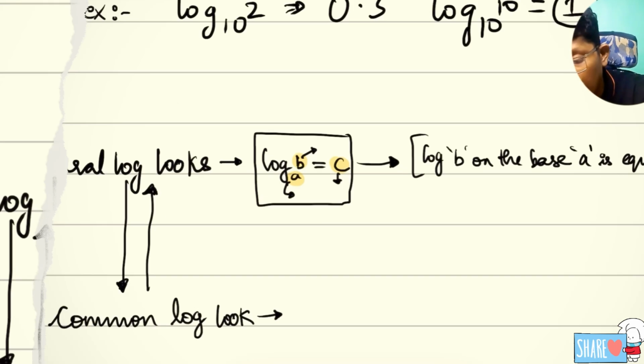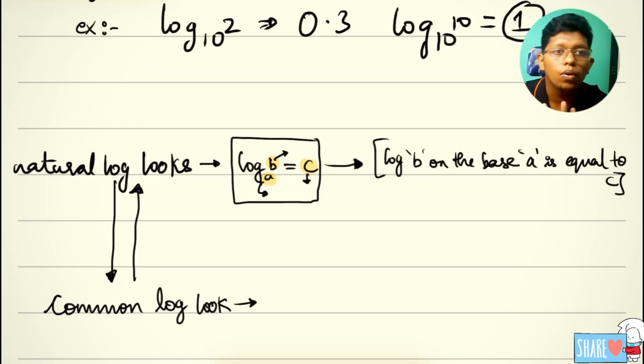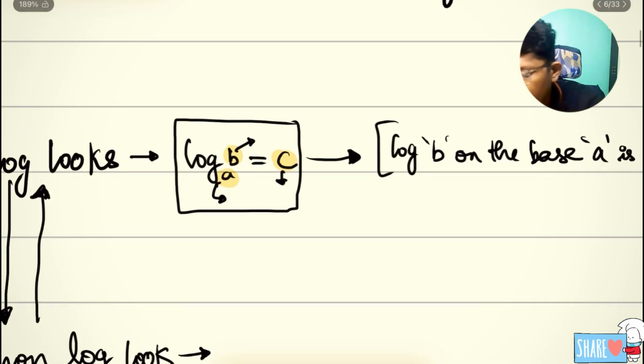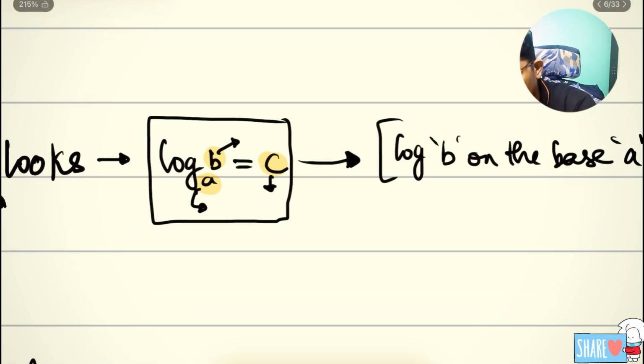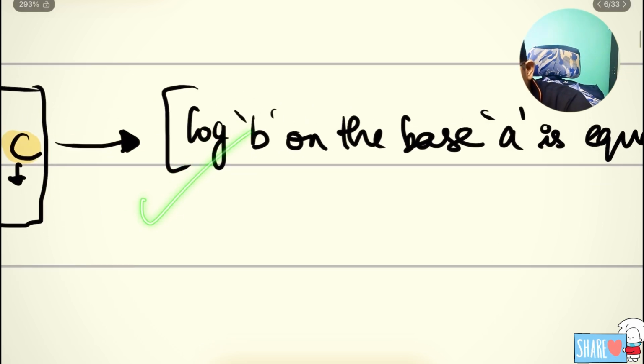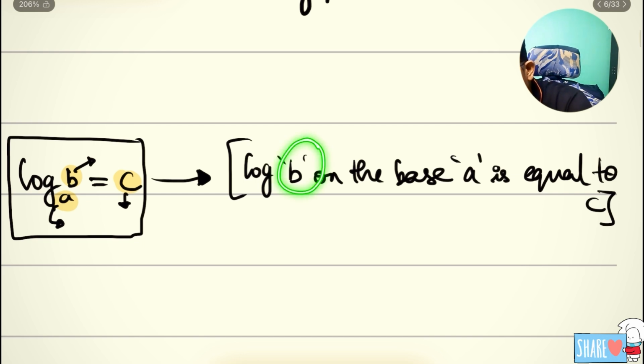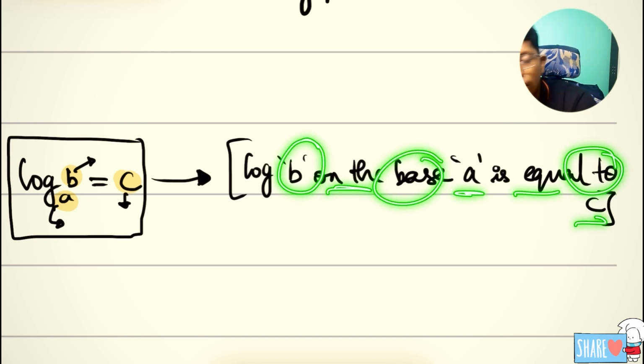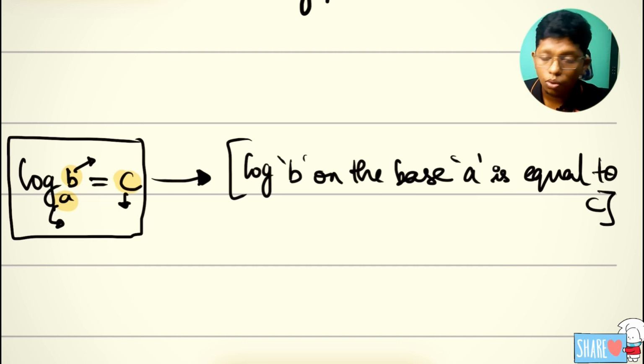Finally, I am going to give the actual value, and you will feel how they have done the concept of power here. If I write it like this, log B to the base A is equal to C. When you want to read it, how you should read it is: log B on the base A is equal to C. This is the way you should read it, very important to know.